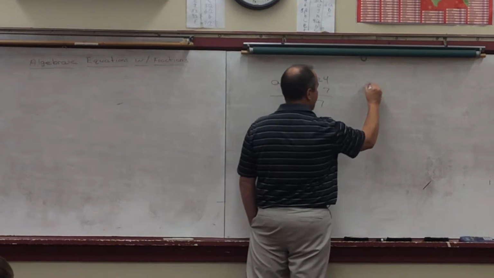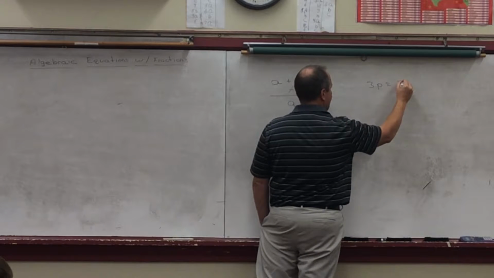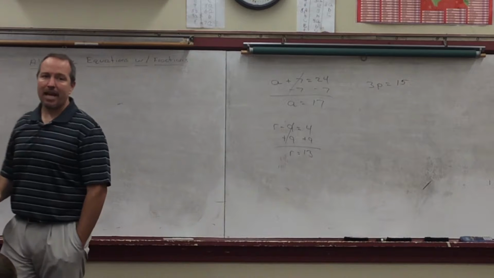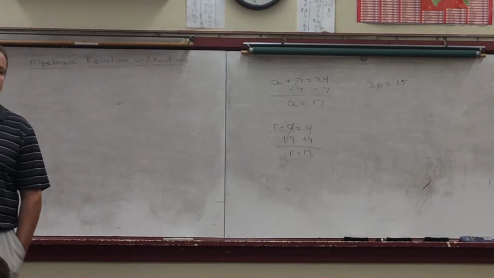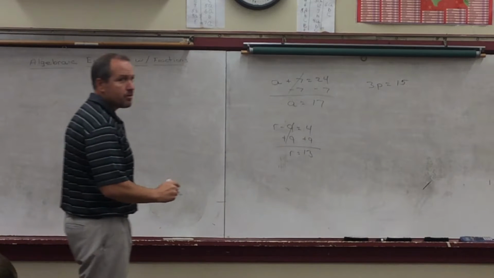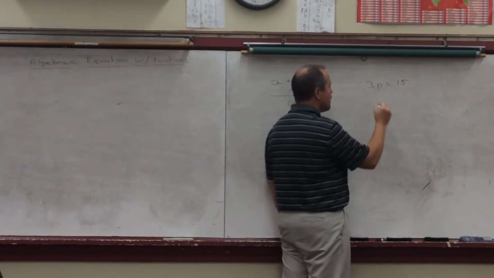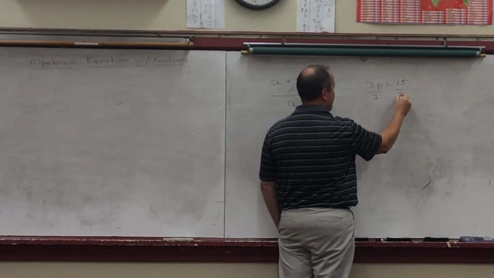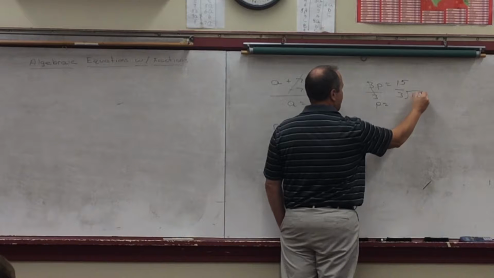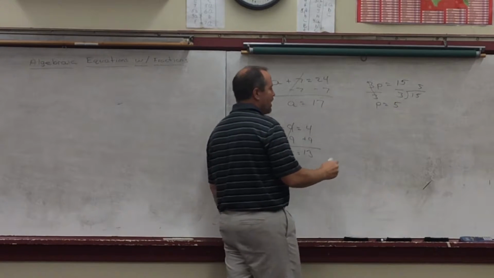If we have 3p equals 15. Anytime you have a number beside a variable, that means it is multiplication. So how do we solve this equation? Parker? We divide it. Divide both sides by 3. They cancel, we're left with p, and we have 15 divided by 3, which would be 5, and so p is equal to 5.